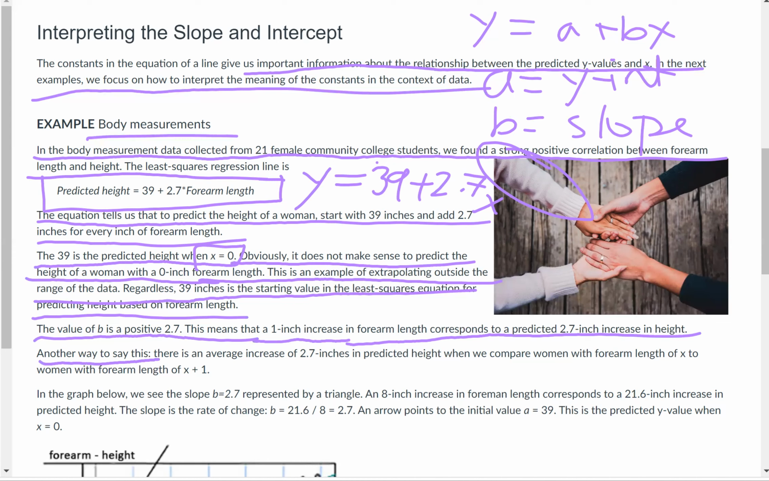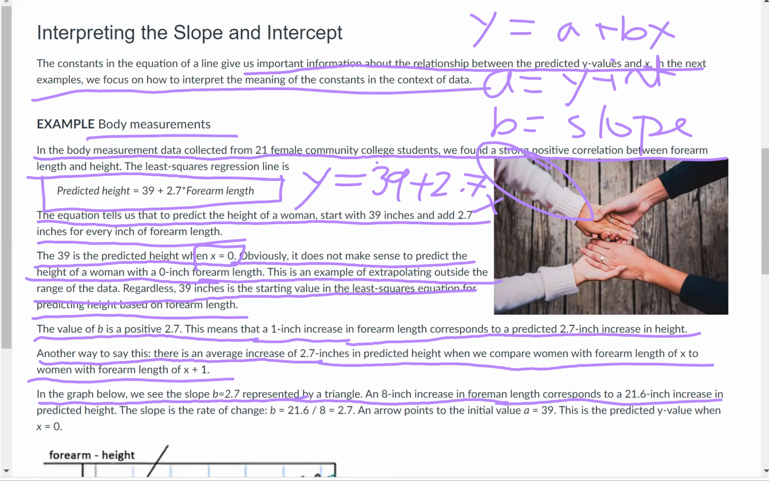Another way to say this is that there is an average increase of 2.7 inches in predicted height when we compare women with forearm length of x to women with forearm length of x plus 1 inch larger. In the graph below, we see the slope B equals 2.7 represented by a triangle. An 8-inch increase in forearm length corresponds to a 21.6-inch increase in predicted height.